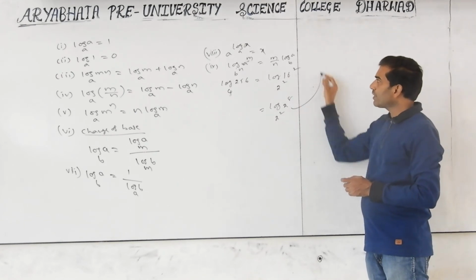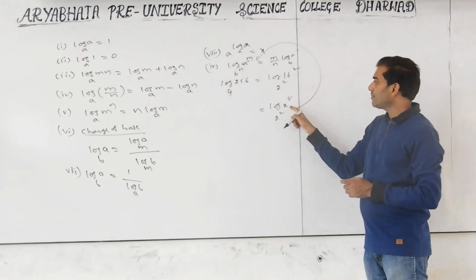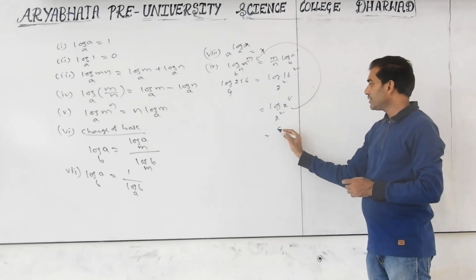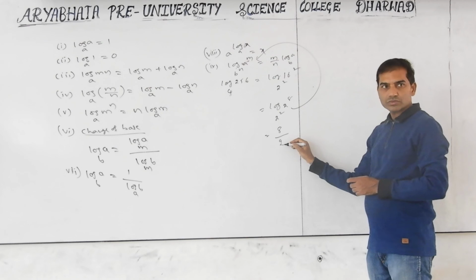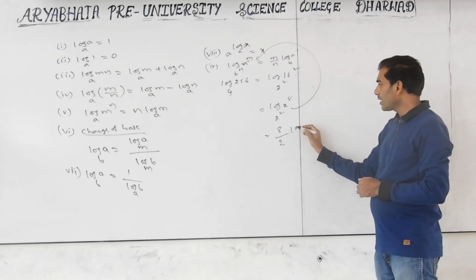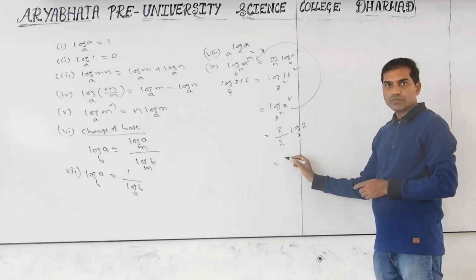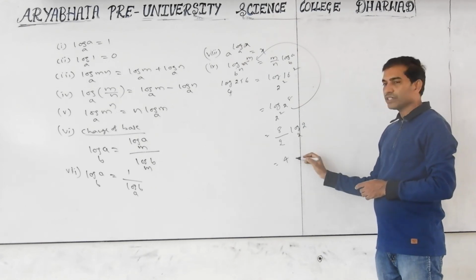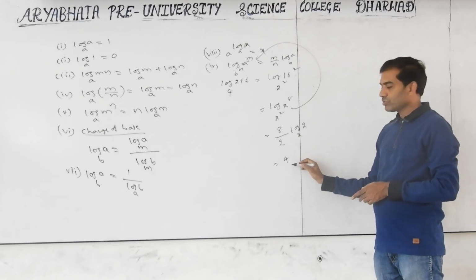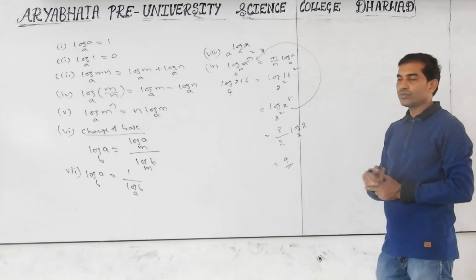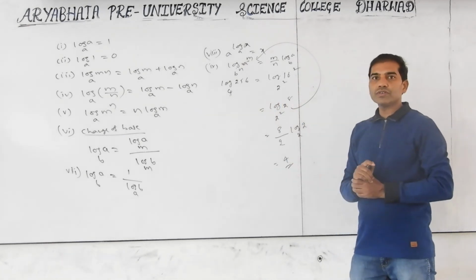Now is it the formula a raised to m by b raised to n? Tell me, m is 8, n is 2, so 8 by 2. Logarithm of 2 base 2. 8 by 2 equals 4. Log 2 base 2 is 1. So what is the answer? 4. Log 256 base 4 equals 4.